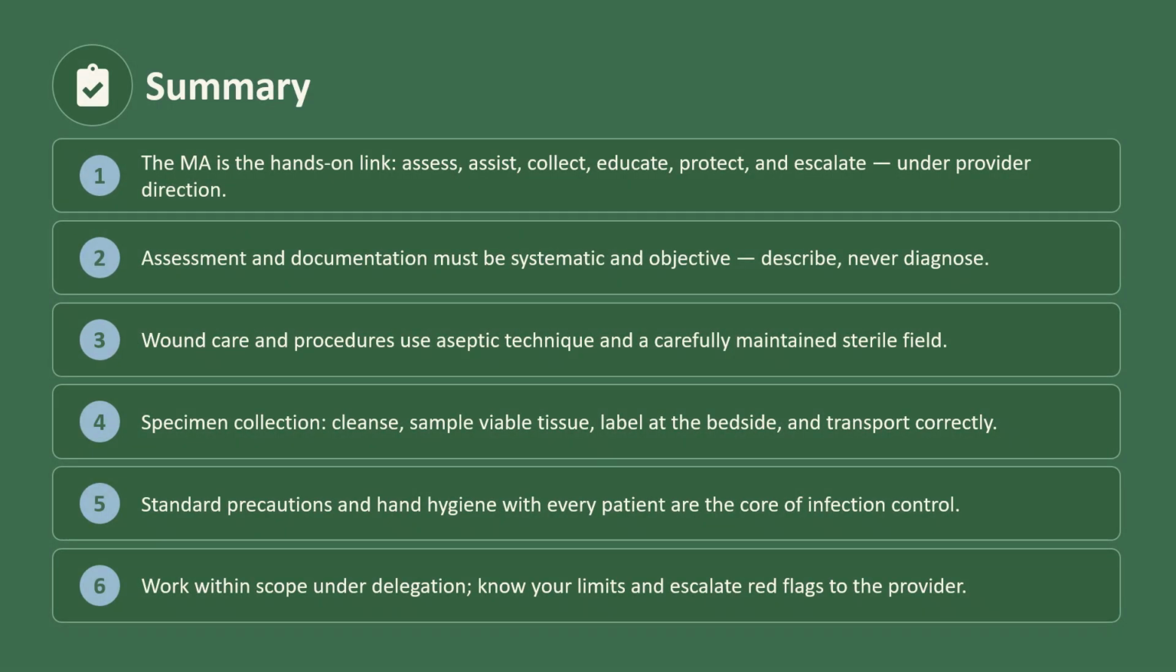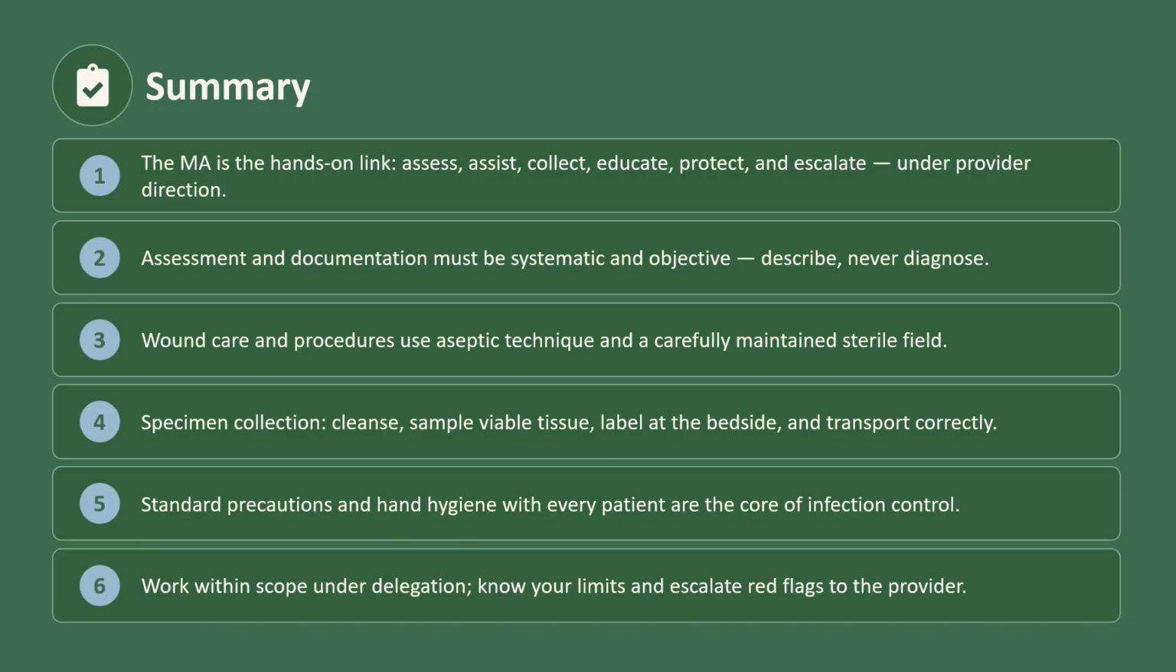Let's bring the whole lecture together. Here are six takeaways. One: you are the hands-on link in skincare. You assess, assist, collect, educate, protect, and escalate, always under the provider's direction. Two: your assessment and documentation must be systematic and objective. Describe what you see and never diagnose.